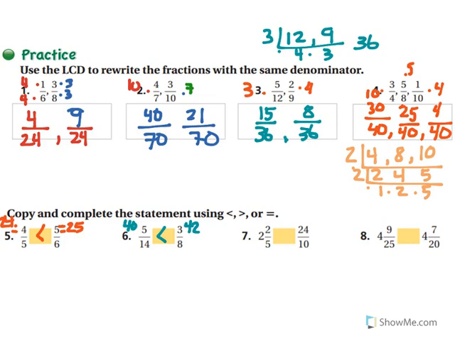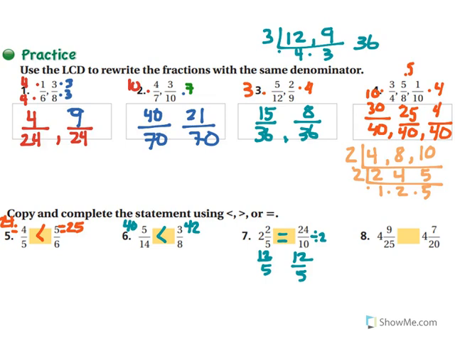Now over here, I have 2 and 2/5 compared to 24 over 10. So I'm going to rewrite both of these. I'm going to rewrite the one on the left as an improper fraction, 12/5. And the bottom one I'm going to simplify, dividing both by 2, and I get 12/5 as well. So this is actually equal.